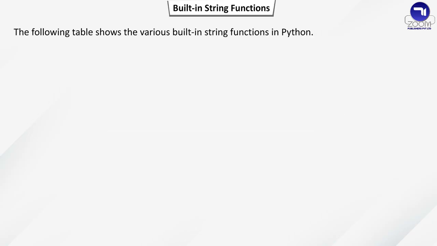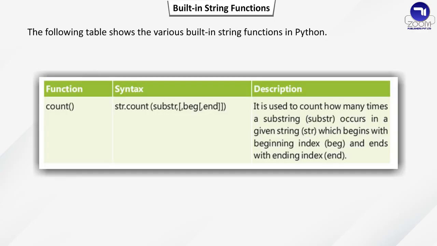Built-in string functions. The following table shows the various built-in string functions in Python. Function count. Syntax: str.count(substr, beg, end). Description: it is used to count how many times a substring substr occurs in a given string str, which begins with beginning index beg and ends with ending index end.